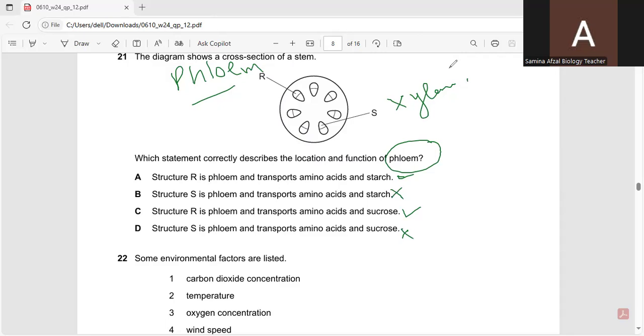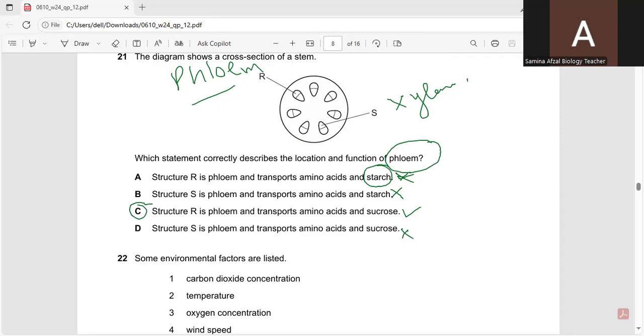Now I will read the complete statement. Structure R is phloem and transports amino acids and starch. The food in the form of sucrose is transported from the source to the sink. So starch is not the correct option. So C is the correct option, in which it transports amino acids and sucrose. In question number 21, C is the correct option.